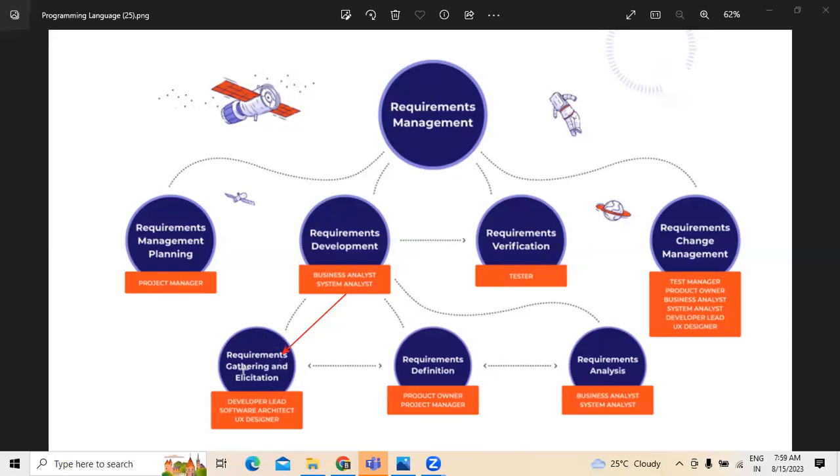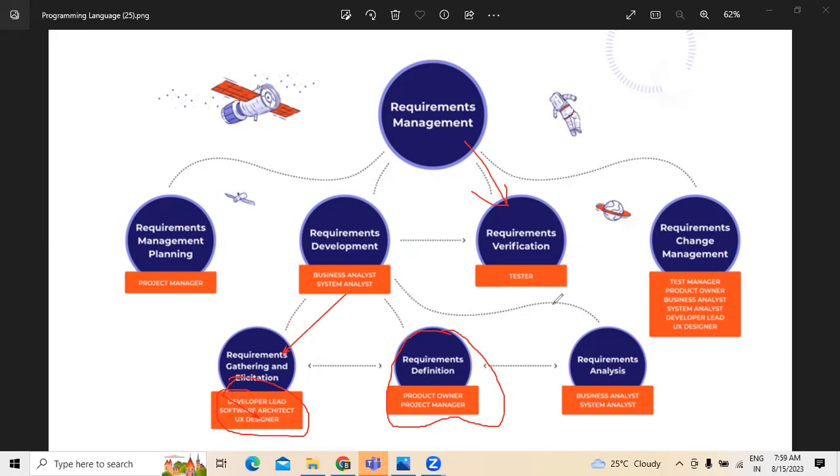These requirement gathering and elicitation techniques like JAD sessions will be followed. Subsequently, they will be discussing with the development team, as well as the architect team, so that they can develop some architectures over that. At the same time, of course, requirements definitions, which we will be collecting from the product owner and project manager. After that, verification will take place.